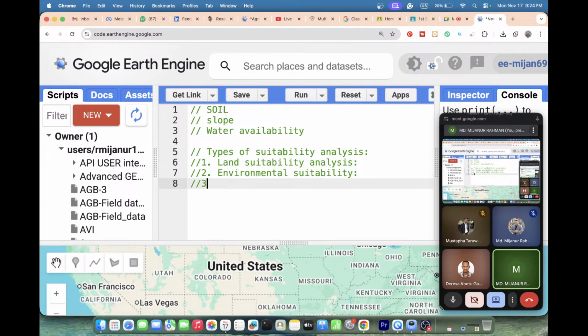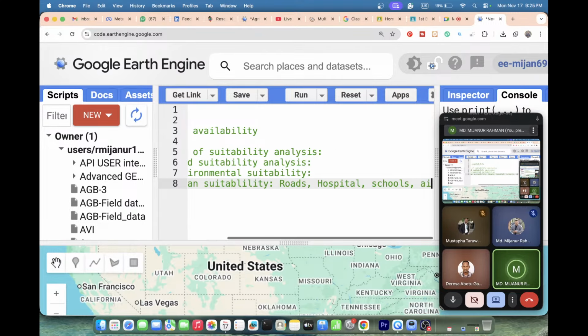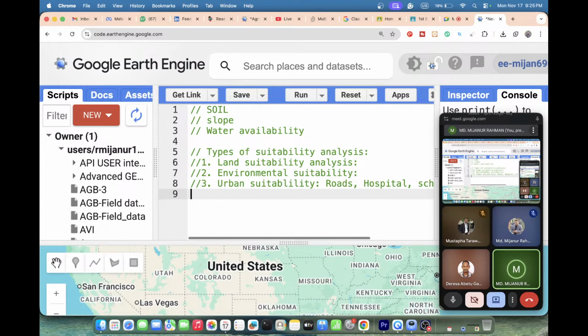Then we can also do urban suitability. In this section, we work with suitability zones for roads, hospitals, schools, or airports, to identify the best location, for example for hospitals or airports, which area is the most suitable, using different types of factors. Okay, for the urban section you can also do this.